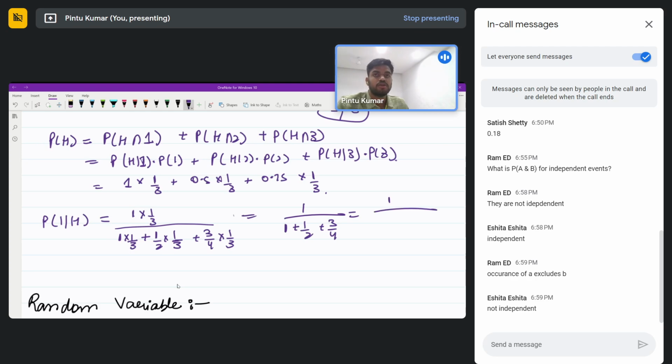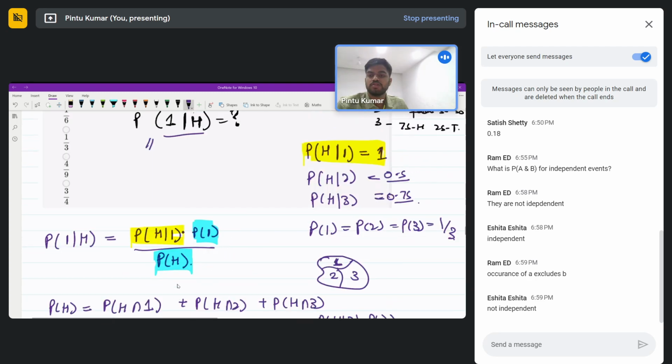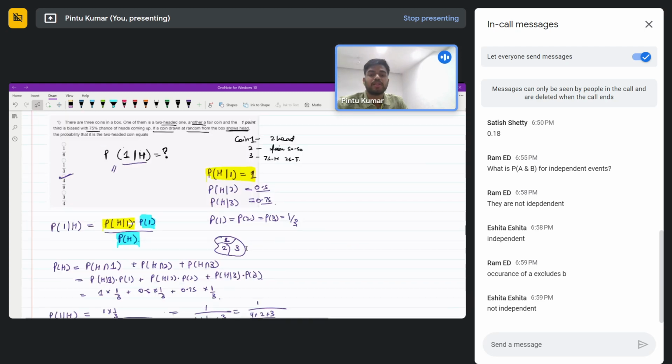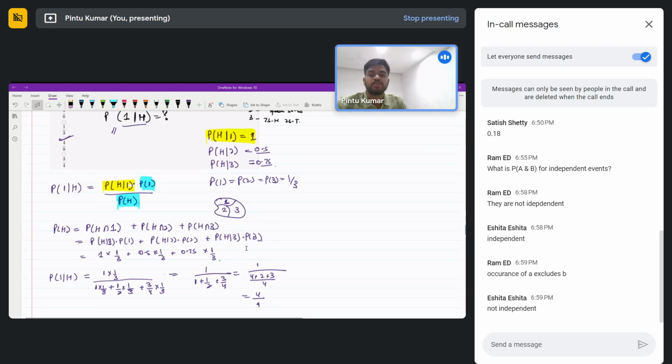This is nothing but, so we take 4 plus 2 plus 3 by 4. This is 4 by 9, right? I think this should be the answer. Yeah, we have an option of 4 by 9, and that is the correct answer. Any doubt in this question? Anybody has any doubt in this question?